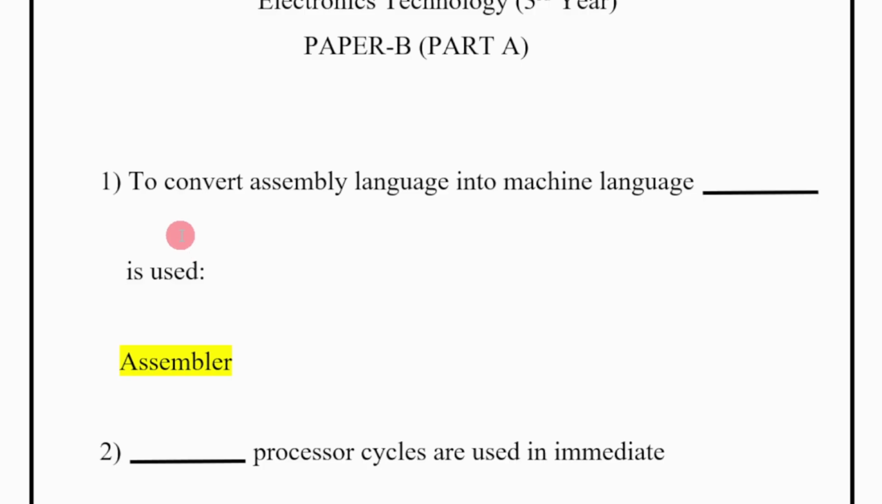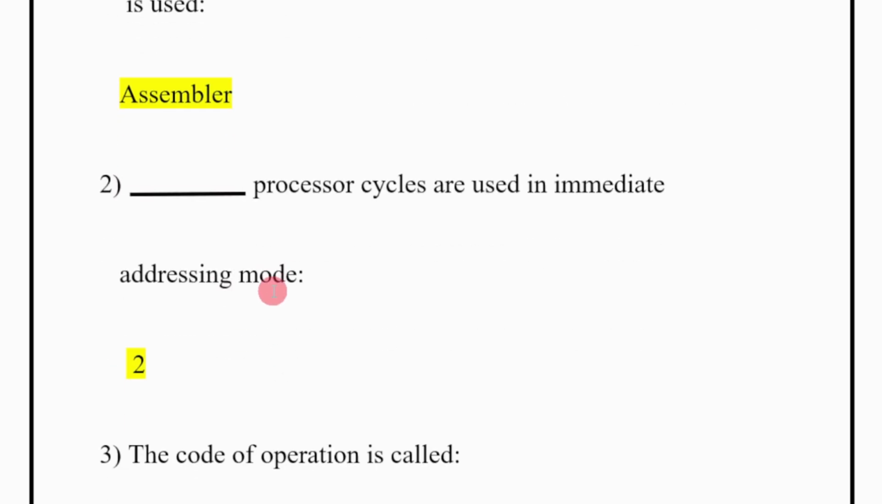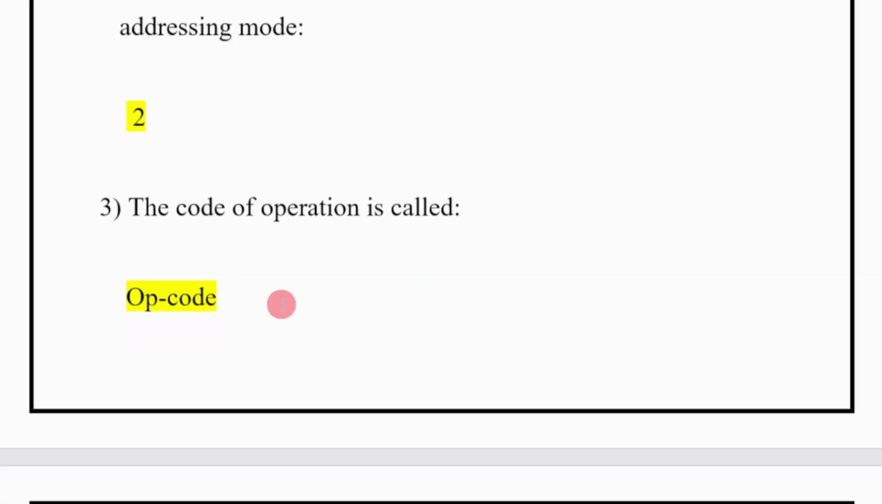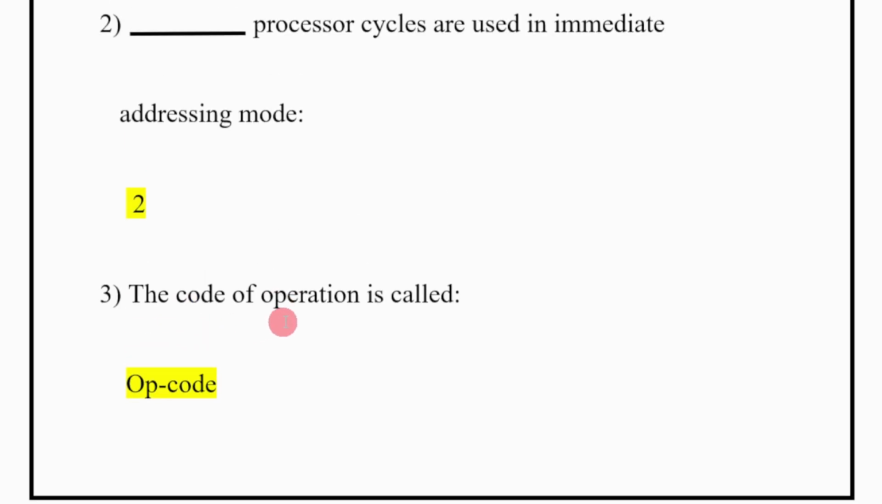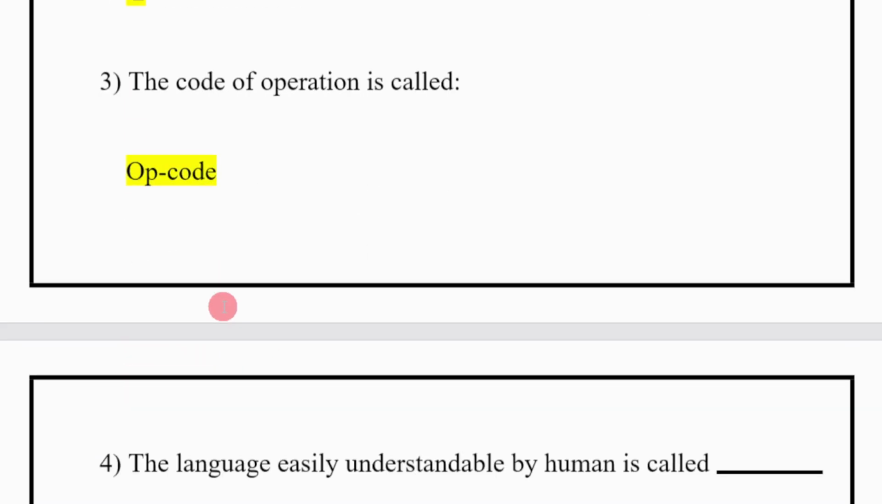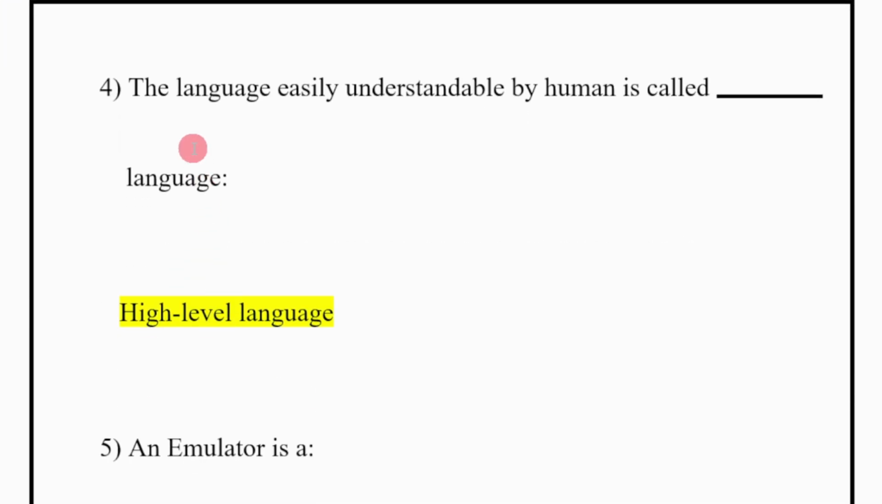First, to convert assembly language into machine language, assembler is used. Next, processor cycles are used in immediate addressing mode: 2. Next, the code of operation is called opcode. Next, the language easily understandable by humans is called high level language.